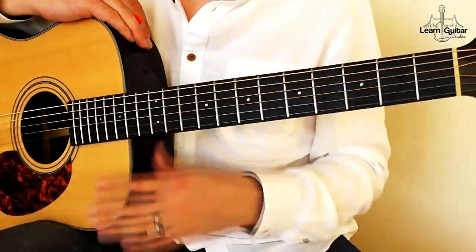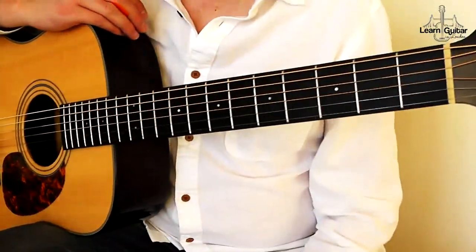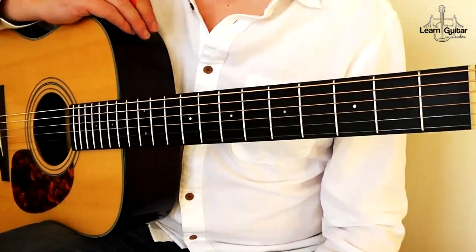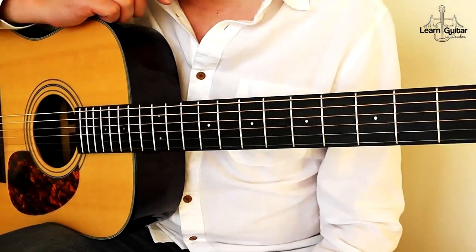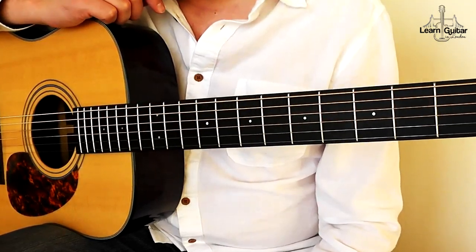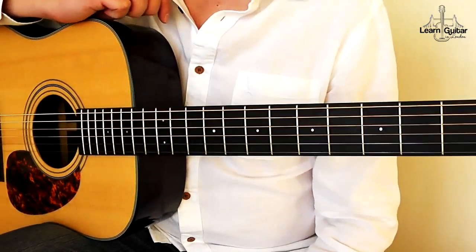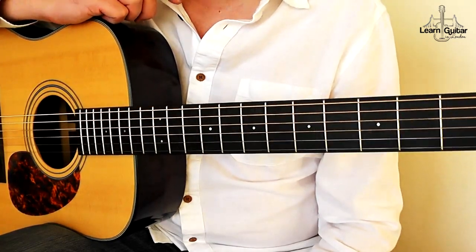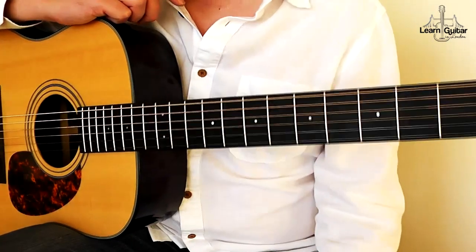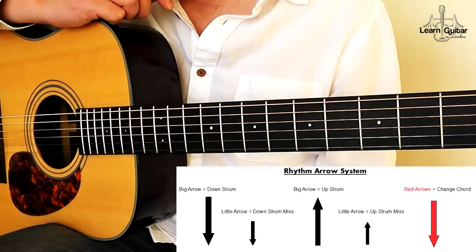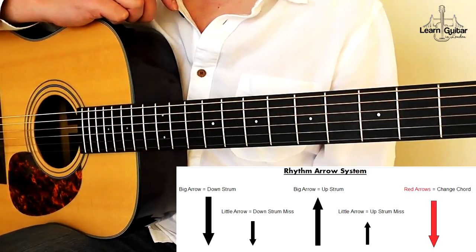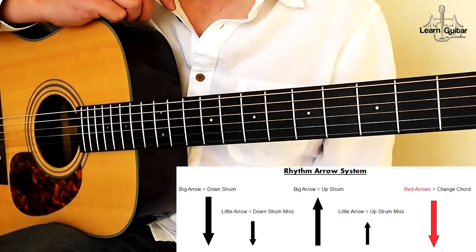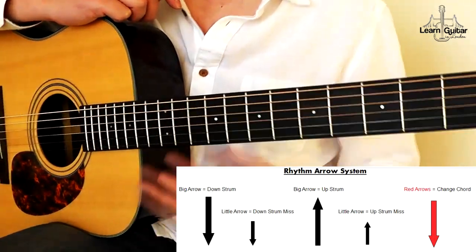Okay, so we're going to be using one rhythm pattern for this song to keep things a little bit easier. Also, if you do want to strum and sing it, it will definitely make things easier for you later on. So we need to learn about ghost strums, and we need to understand the rhythm arrow system. So I've just included a key here now. And basically, big arrows mean you're strumming, you're hitting the strings. Little arrows mean you're doing ghost strums or missing.